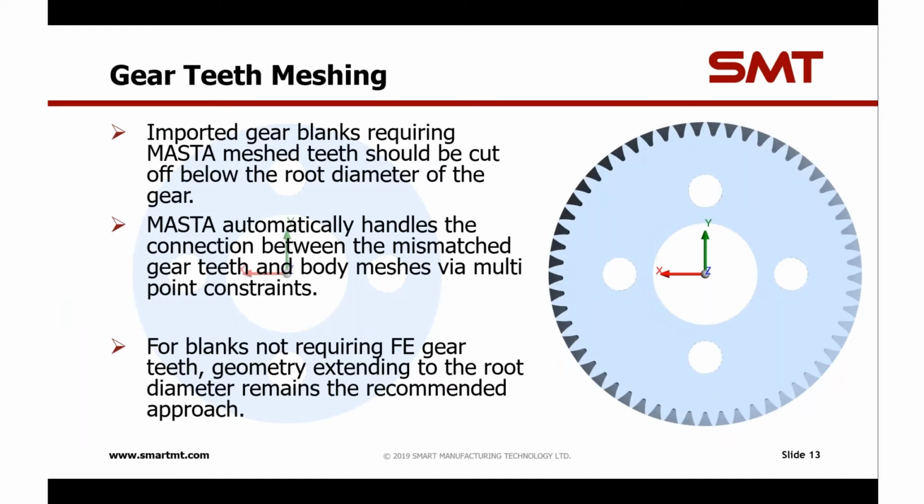Okay, so a bit of a note on the imported FE section of this, where we put the gear teeth on top of the imported FE. The gear blank should be cut off well below the root diameter of the gear. We actually need to be able to calculate some of this intermediary section here using the same meshing procedure as we do for the gear teeth. But it's worth bearing in mind that if you are bringing in a gear blank which doesn't require FE gear teeth, you still want to bring the blank up to the tooth root diameter, or that's our recommendation.